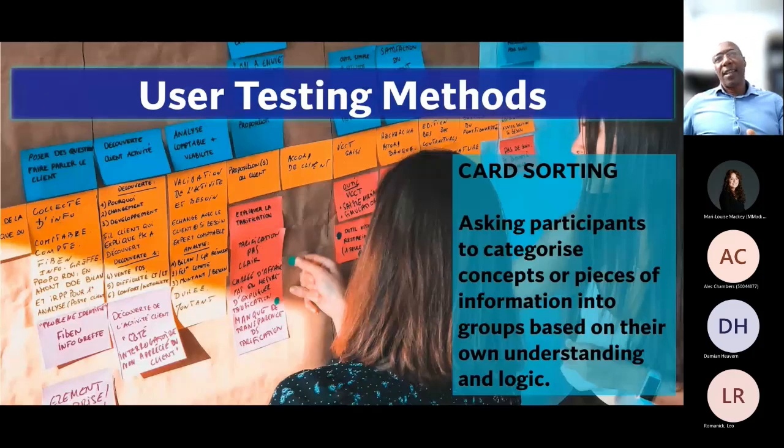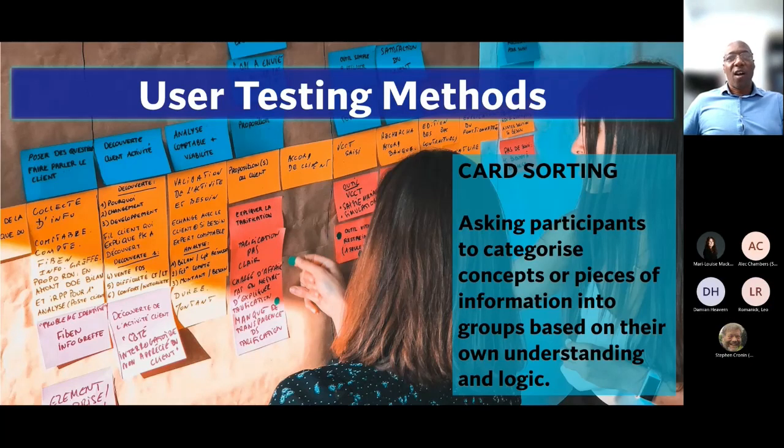Card sorting is a technique used to help organize and prioritize information in a way that is intuitive for users. It involves asking participants to categorize different concepts or pieces of information into groups based on their own understanding and logic. An example of card sorting in prototype testing might involve testing a new e-commerce website's navigation menu.